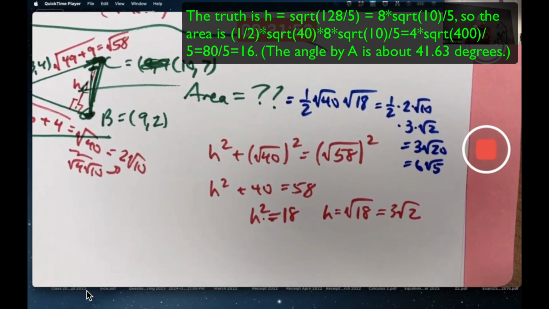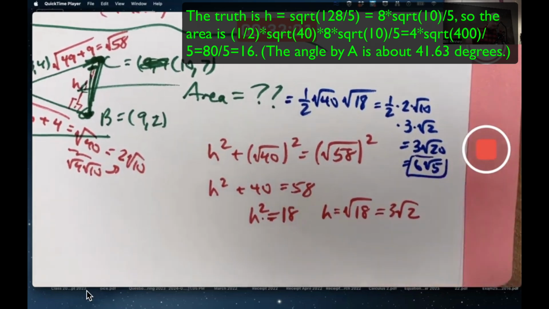Square root of 20 is square root of 4 times square root of 5, and square root of 4 is 2. So it looks like that's the area, in the ballpark of 15 or so. 16, something like that.